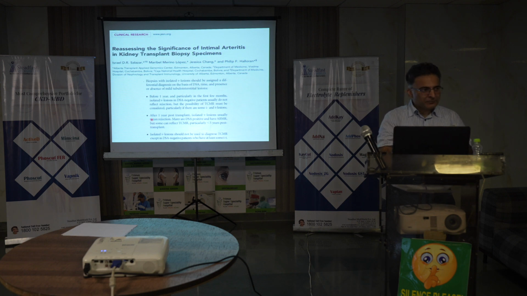So after 1 year post transplant, they say even in the absence of DSA, isolated V lesion usually means rejection. So that means less than 1 year, in the first few months, if there is isolated V lesion, no tubulitis, no interstitial inflammation, no microvascular inflammation, DSA negative, C4D negative, it could be just an ischemia reperfusion injury, but still it could be rejection. But data suggests more ischemia reperfusion. But yes, if this lesion is associated with some tubulitis or interstitial inflammation, surely it is T-cell rejection.